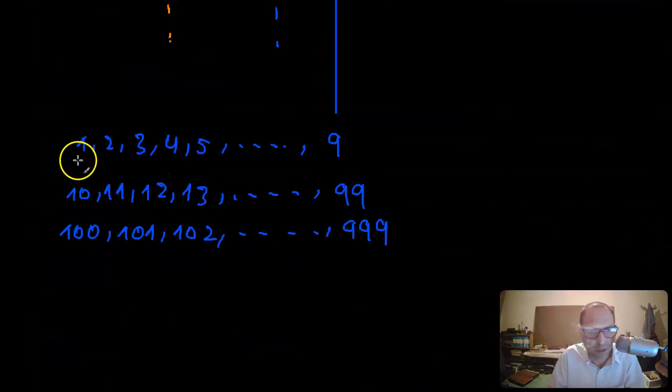So you see over here that these are all 1-digit numbers, these are all 2-digit numbers, meaning natural numbers or counting numbers, and these are all 3-digit numbers. And 1 is the smallest 1-digit number, 9 is the greatest 1-digit number, 10 is the smallest 2-digit number, 99 is the greatest 2-digit number, 100 is the smallest 3-digit number, 999 is the greatest 3-digit number, and so on, right?